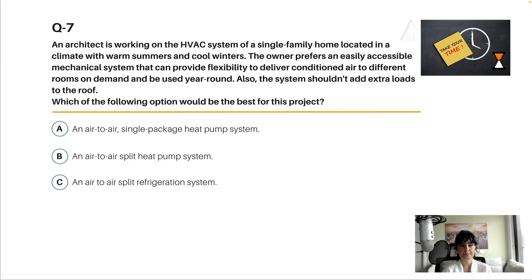Question number 7. An architect is working on the HVAC system of a single family home located in a climate with warm summers and cool winters. The owner prefers an easily accessible mechanical system that can provide flexibility to deliver conditioned air to different rooms on demand and be used year-round. Also, the system should not add extra loads to the roof. Which of the following options would be the best for this project?